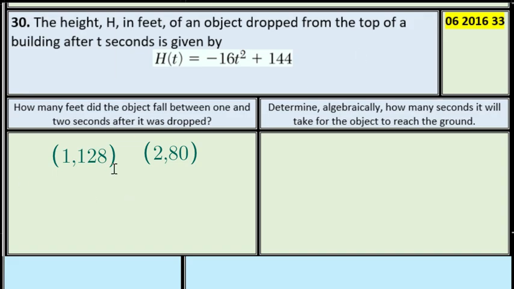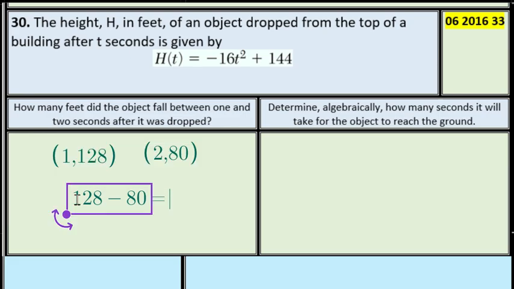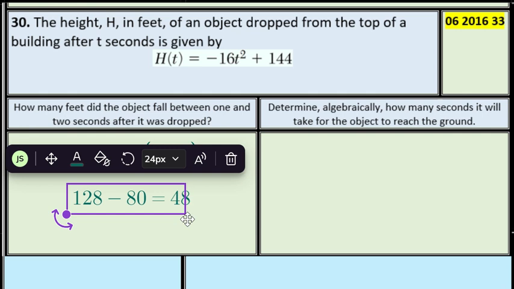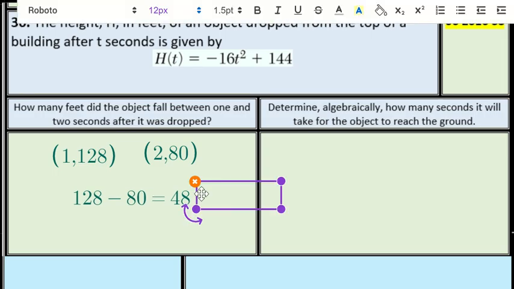So the question says, how many feet did it fall between 1 and 2 seconds? So literally, all we're doing is saying 128 was 1 second, minus 80 at 2 seconds, and 12 minus 8 is 4. It fell 48 feet during that time. So 48 feet. And that's the first half of our question.